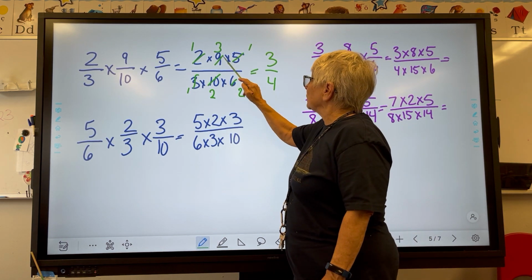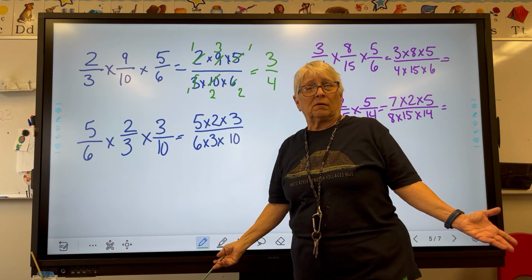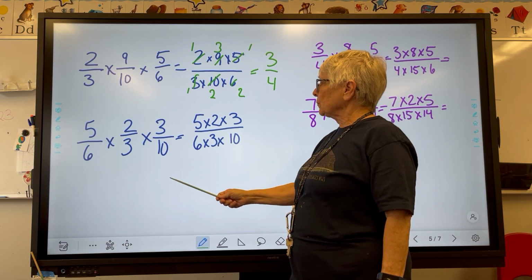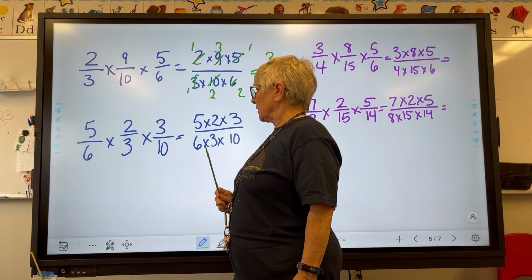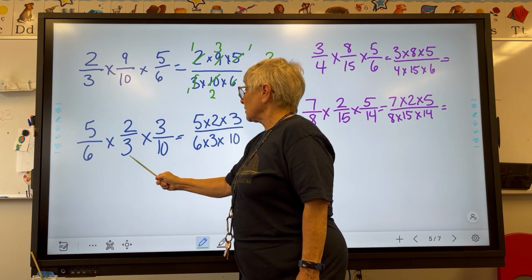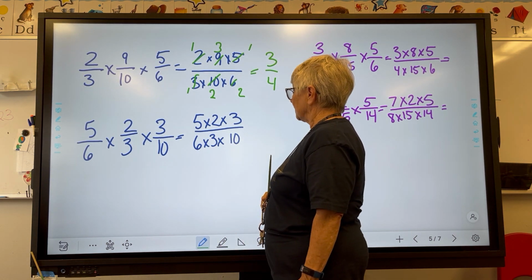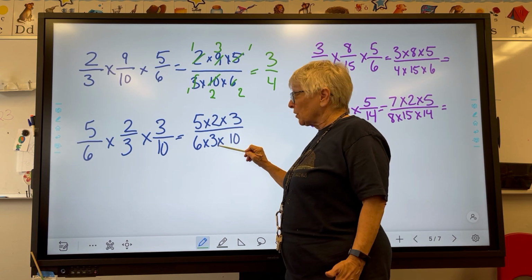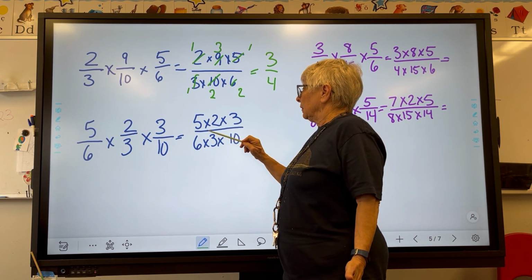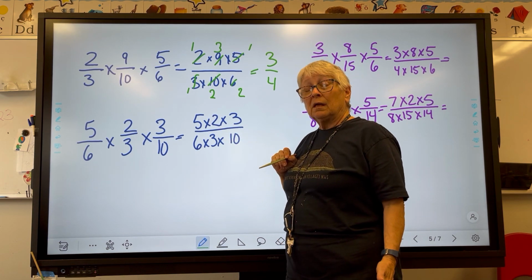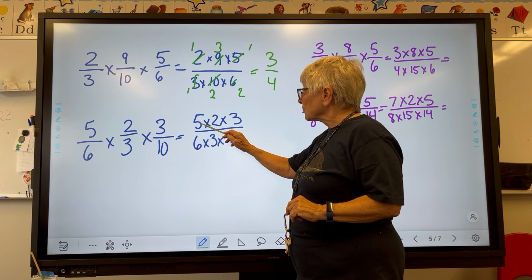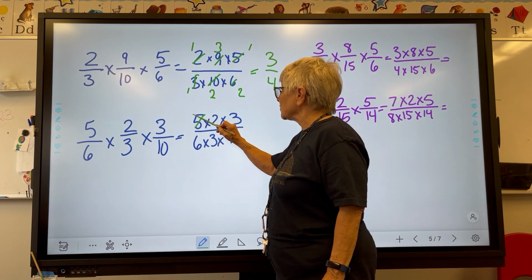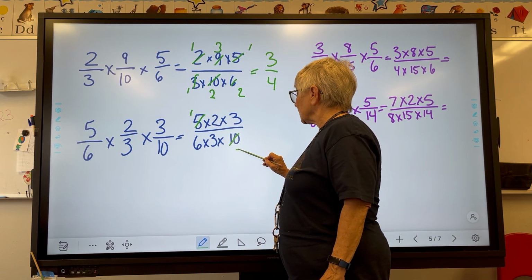So I can pre-cancel any of the numbers on the top with any of the numbers on the bottom. Let's look at this one. 5 times 2 times 3, over 6 times 3 times 10. Now, does 5 go into 6? No. Does it go into 3? No. Does it go into 10? It does, and even though 5 is the first number and 10 is the third, it doesn't matter. I can still say 5 goes into 5 one time, 5 goes into 10 twice.